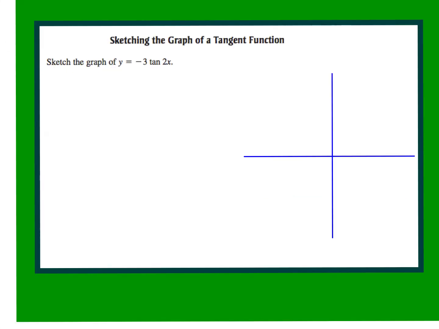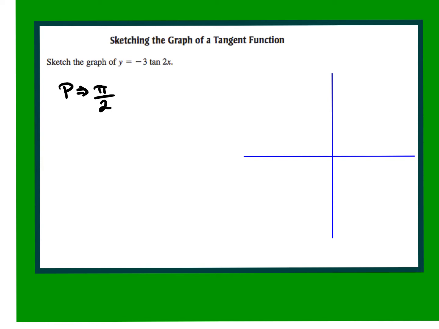This next one, we have y equals negative 3 tangent of 2x. If we can understand its period, we can do a lot with it. So let's figure out its new period. What's my normal period of tangent? Pi. And then I'm going to divide it by the coefficient. So what's my new coefficient? 2. So now its period is pi over 2.